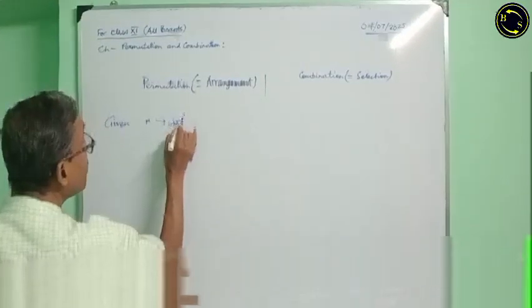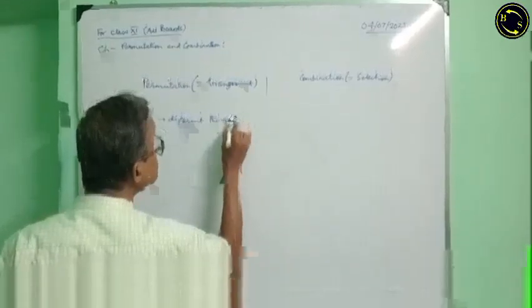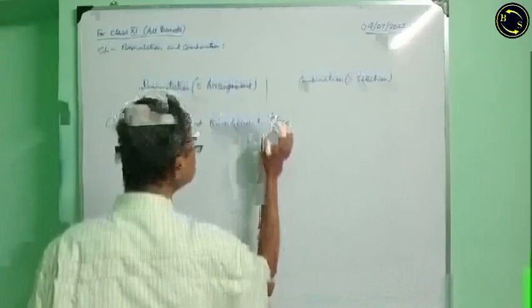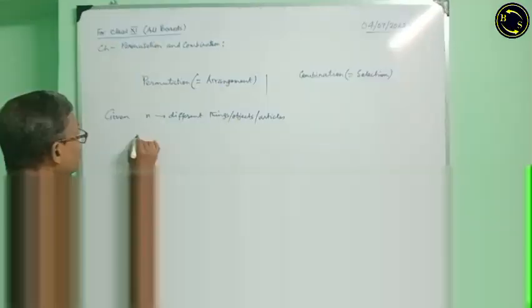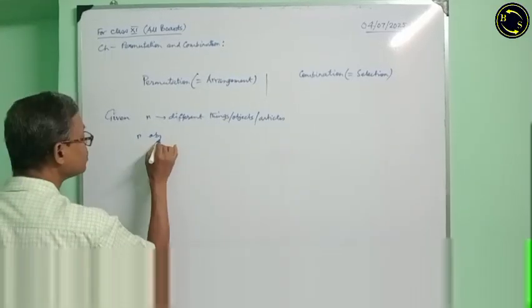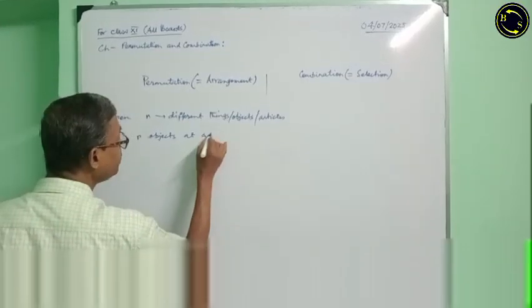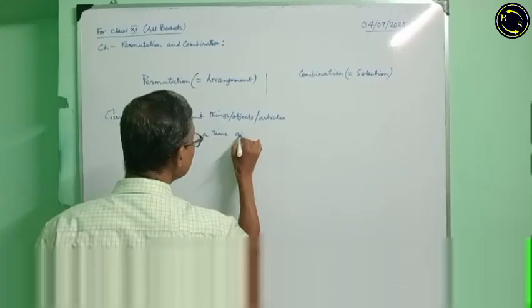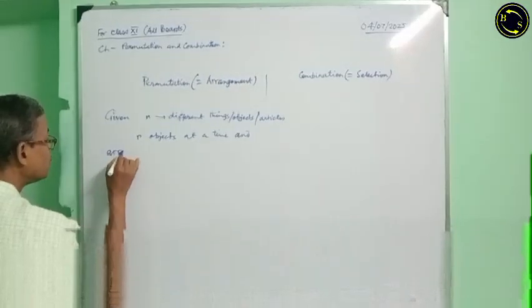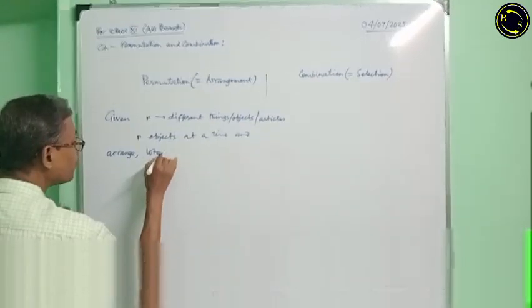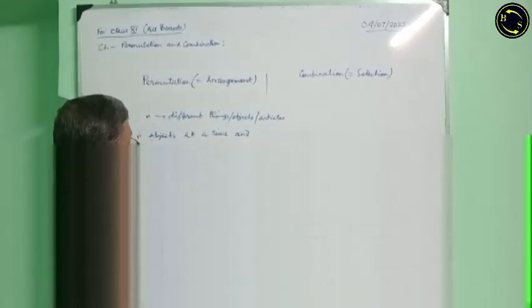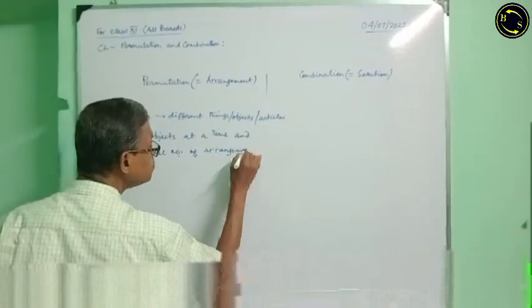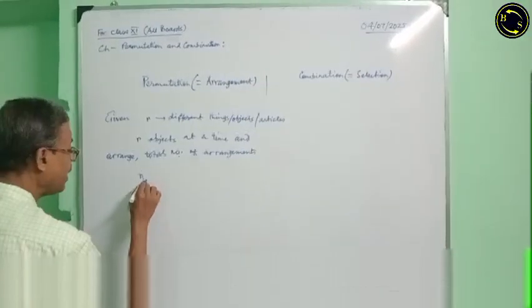Given n different things, objects, articles, if you take r objects at a time and arrange, the total number of arrangements is represented by the symbol nPr.